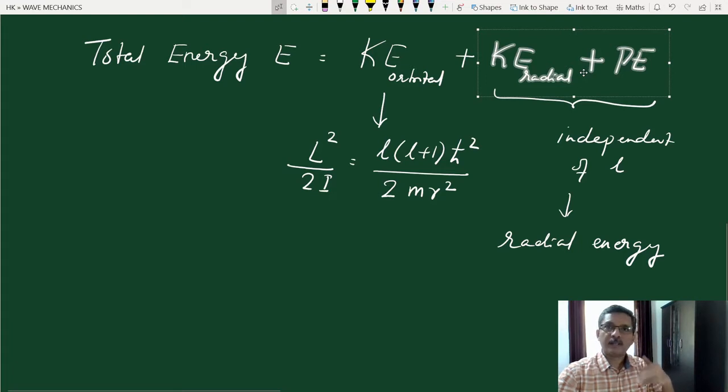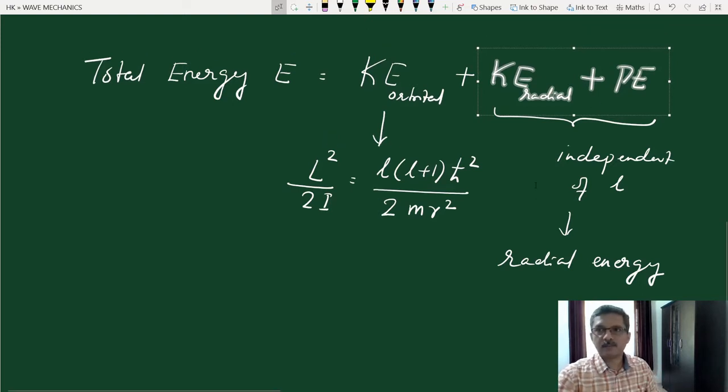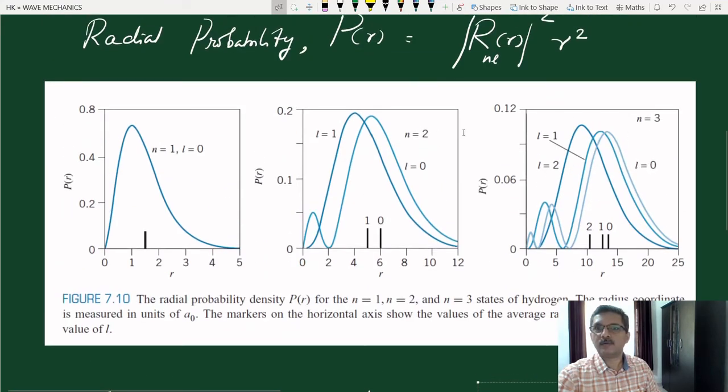So when radial energy decreases, that results in a decrease in the antinodes for the radial probability of the electron. That is why, if you look here, for example, consider the central plot, n equal to 2, l equal to 0. This 2s state has 2 antinodes, whereas the 2p state has only one antinode.